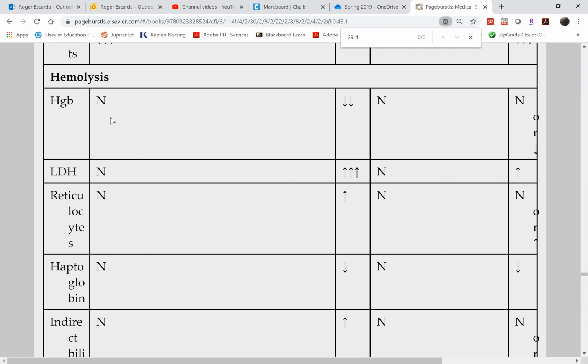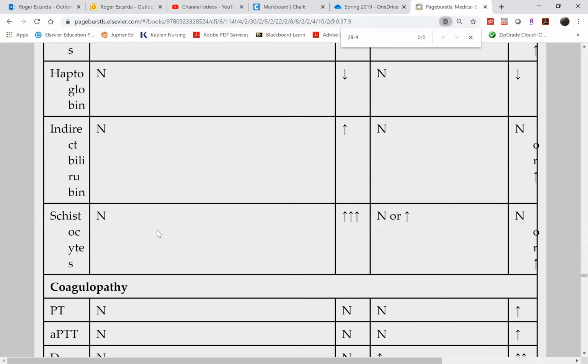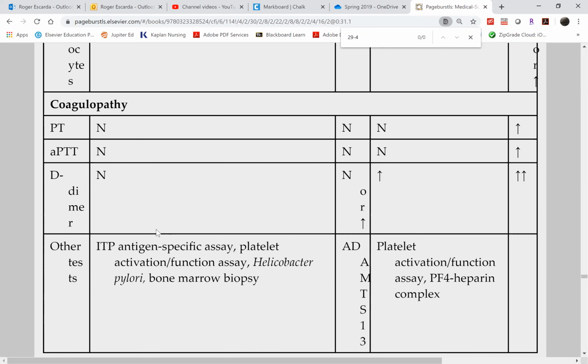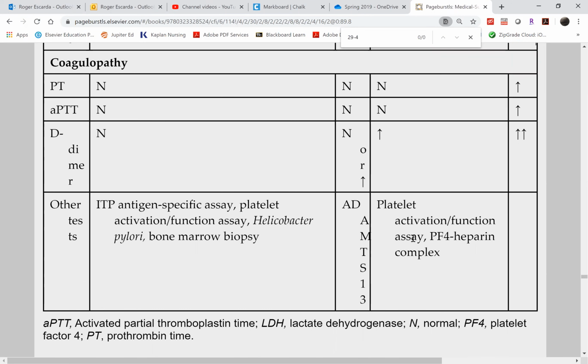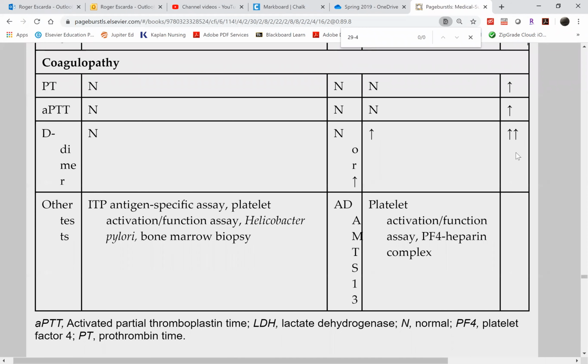Now the hemoglobin here won't necessarily drop until you're actually bleeding. Okay, that's why they say here normal. But if you look at the bleeding times here, this is DIC on number 4. And what is D-dimer? That checks your clots. It shows the result of platelet disintegration.